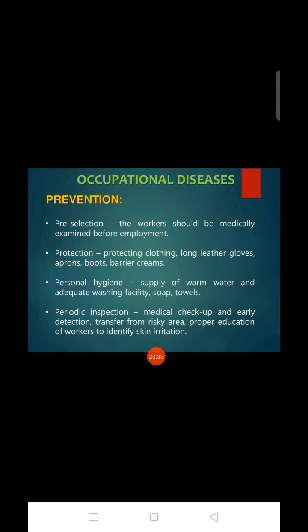How can we prevent it? Through pre-selection, protection, personal hygiene, and periodic inspection. In pre-selection, the worker should be medically examined before employment. For protection, we have to use protective clothing, long leather gloves, aprons, boots, and barrier creams. Next is personal hygiene: supply of warm water, adequate washing facilities, soap and towel.